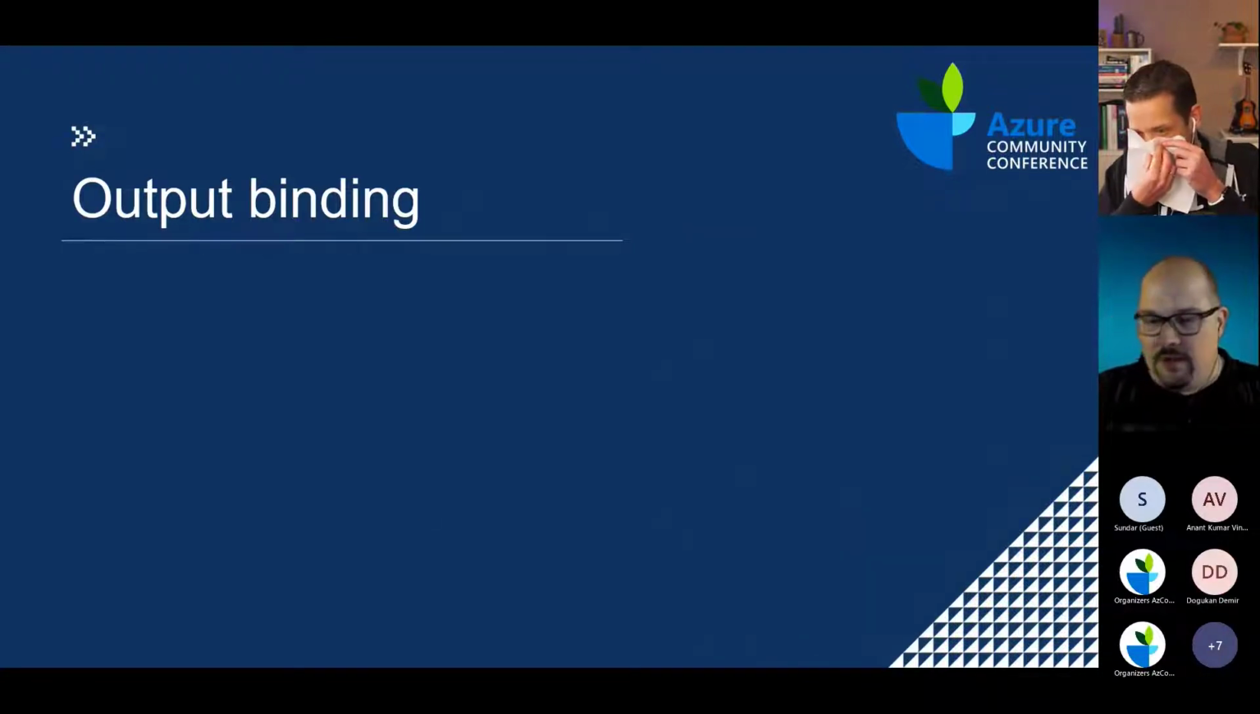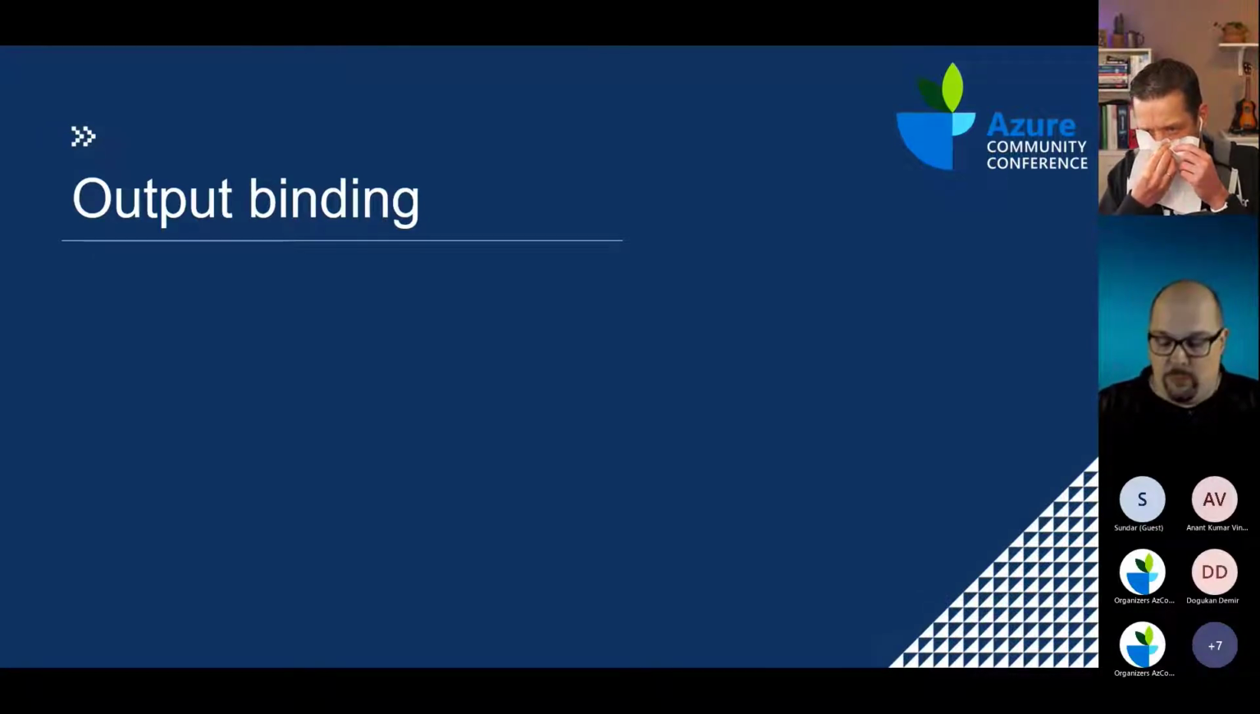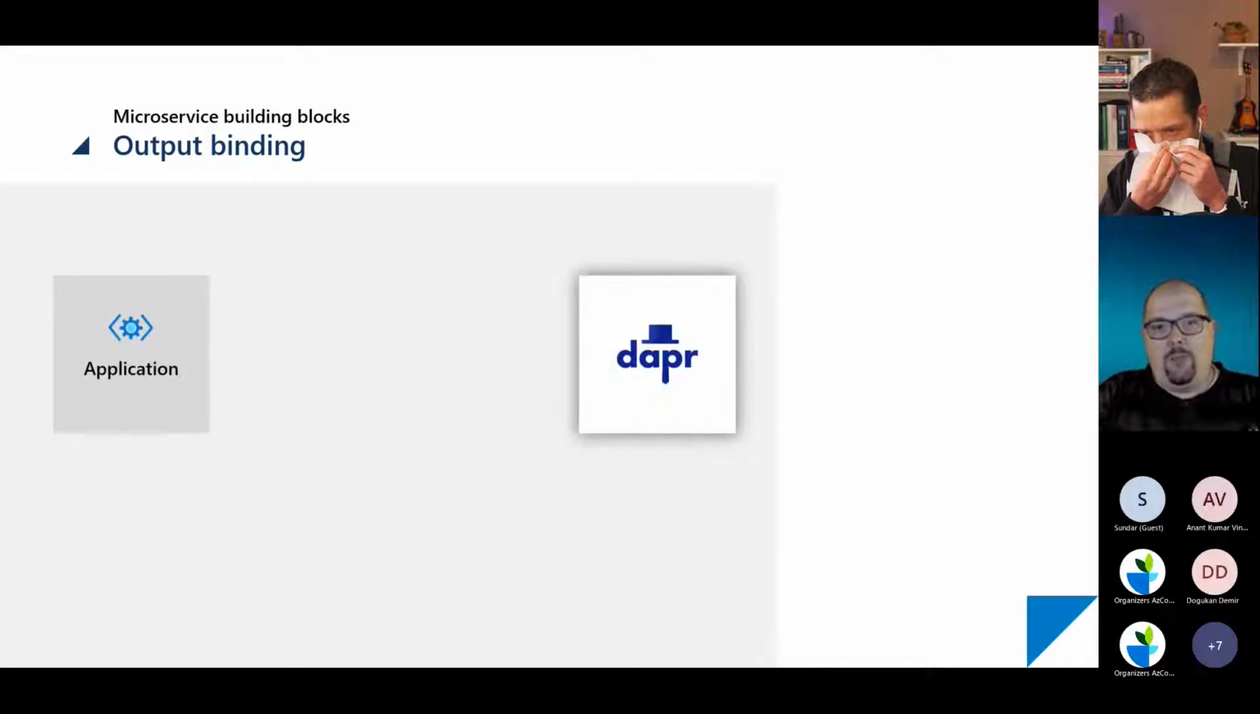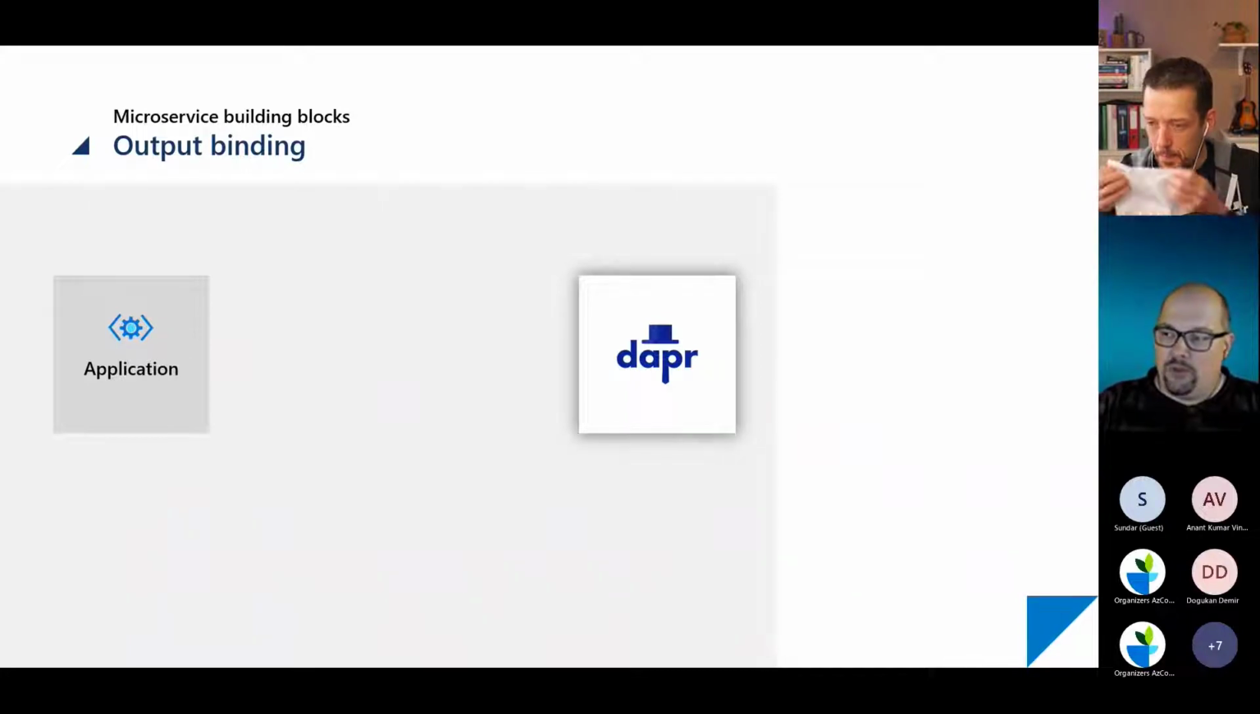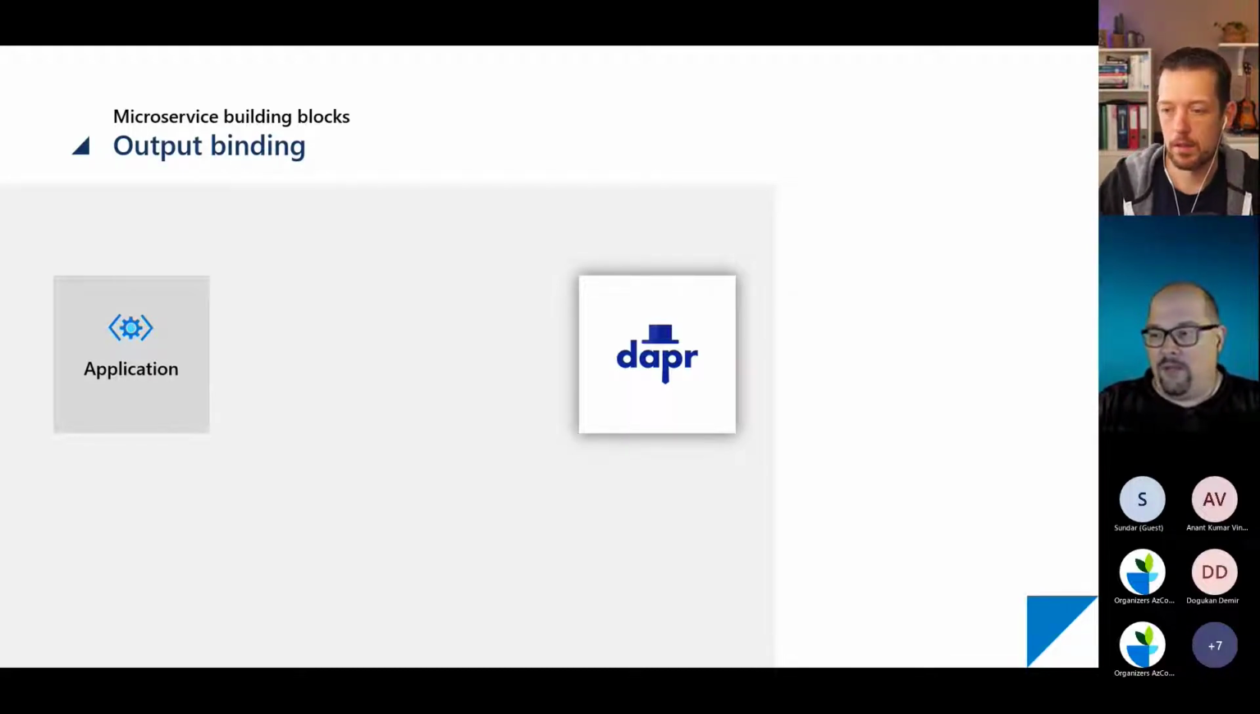So, output bindings. Like we said, there are triggers and bindings, so input and output bindings, and now we're going to look at the output binding part. How does that work? You see again an application running here with its Dapr sidecar. If I want to call an external system, I could do that through an output binding, if one exists for that system, without needing to know the APIs or even having a reference to the SDK or the library for that external system.